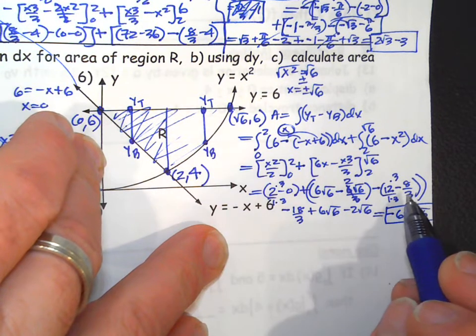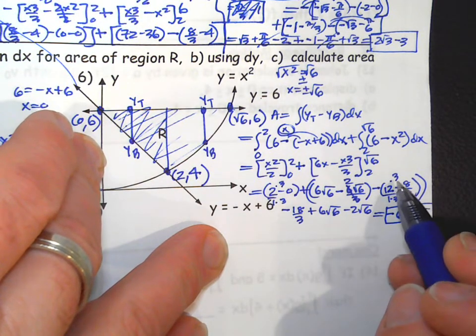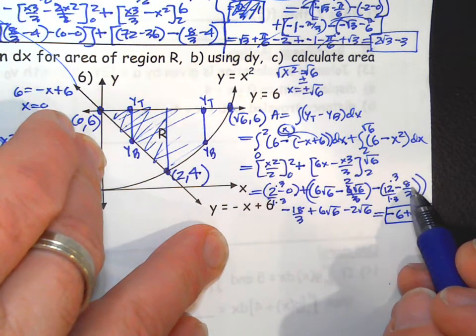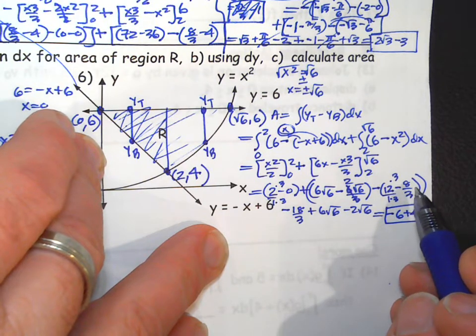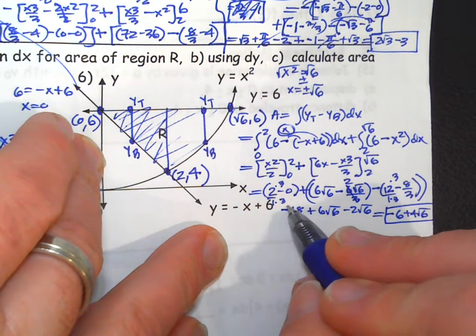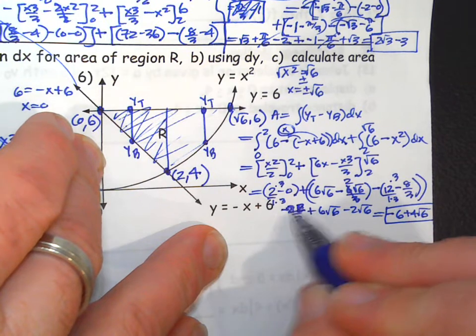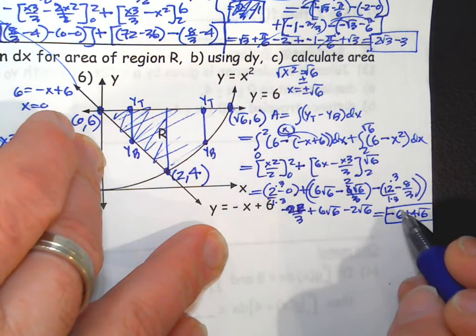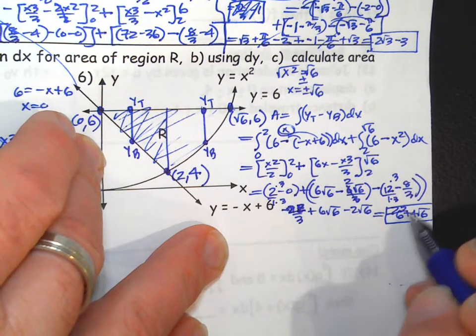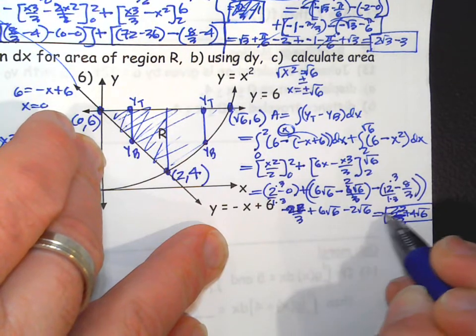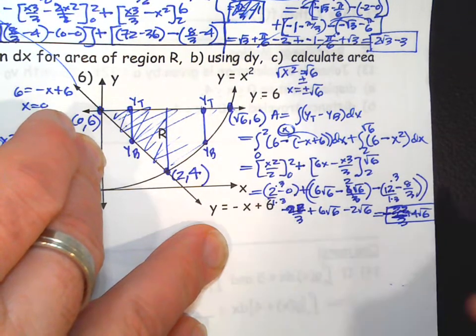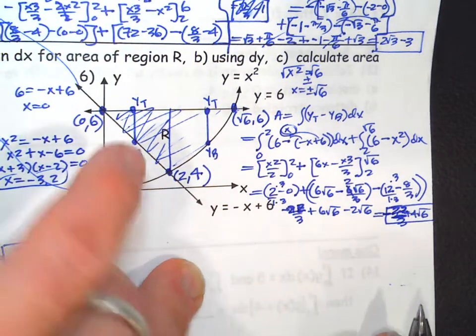So 36 minus 8. Oh, 36 minus 8 should be negative 28, negative 22. Yeah, that's it, negative 22. Negative 22 thirds. Okay, so that's vertical slicing.